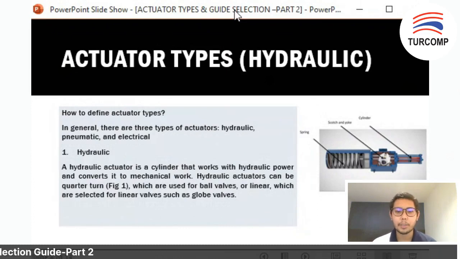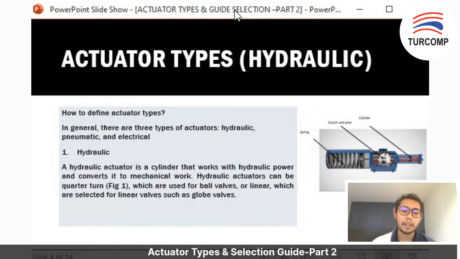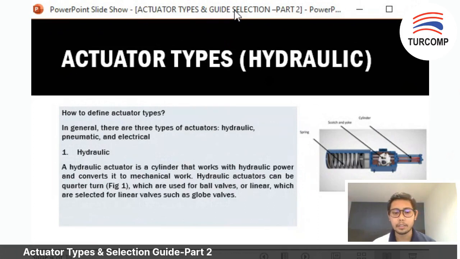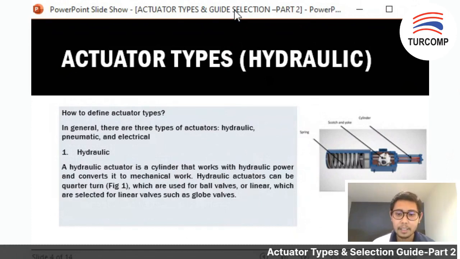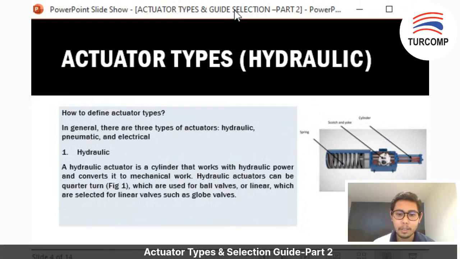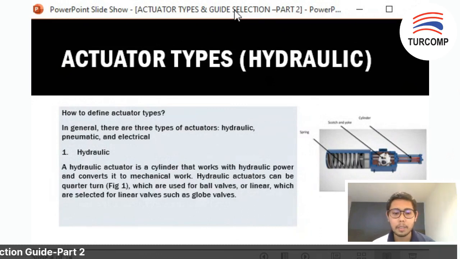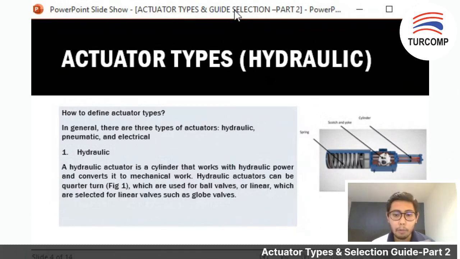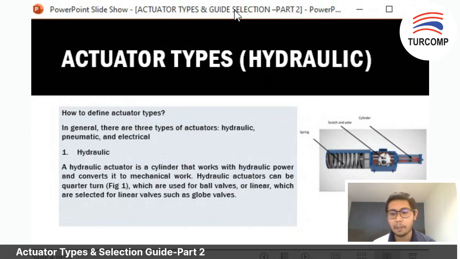Okay, how to define actuator types? In general, we have three types of actuator: hydraulic, pneumatic, and electrical. These are the sources of power. Let's look at hydraulic first. A hydraulic actuator is a cylinder that works with hydraulic power and converts it to mechanical work. A hydraulic actuator can be quarter turn, as you can see in figure 1, which is used for ball valves, or linear, which is selected for linear valves such as a float valve.